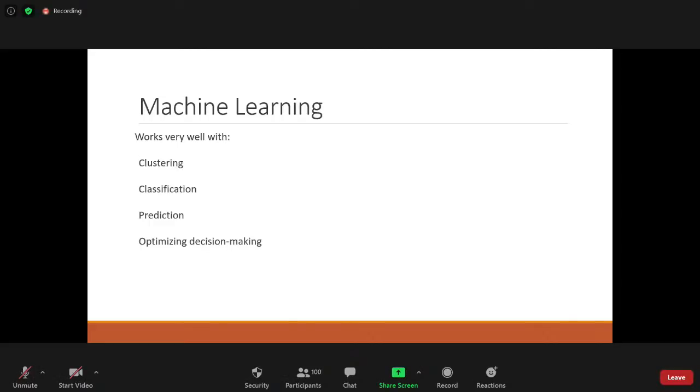Another problem type is prediction. So given a lot of past data points, machine learning has been very useful in predicting either future data points or similar results to what the data that you have given it. And finally, machine learning is very good at optimizing decision-making.